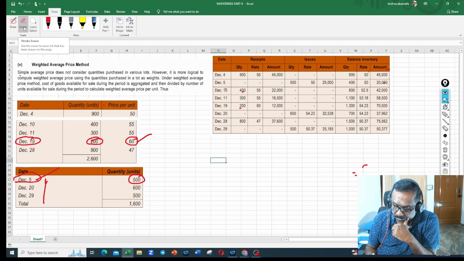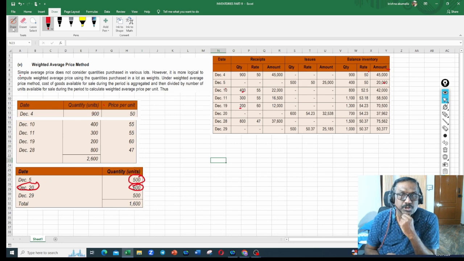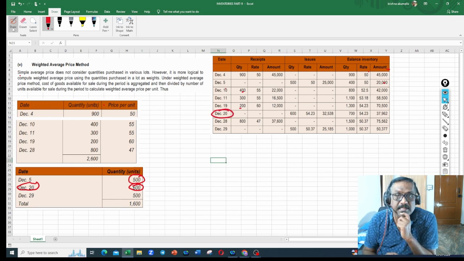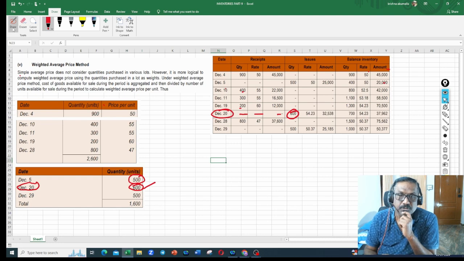December 19th is over. Now we are going to December 20th. Where is December 20th? December 20th is here. We issued 600 quantity. Let us put December 20th as the date here. There are no purchases. This is issue. So let us show 600 as the issue.